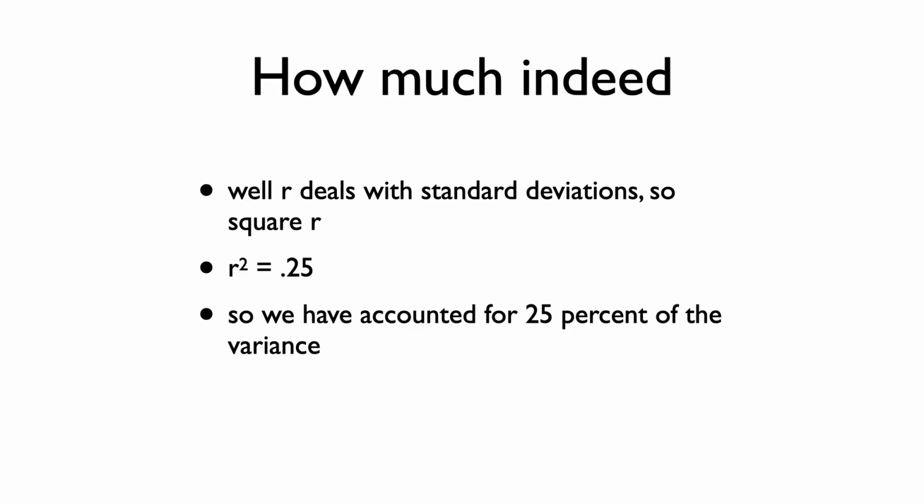So we've got a correlation of 0.5, which means we've accounted for 25% of the variance in one by the other. That means there's 75% of variance left to explain. Let's say we're trying to predict income. Where does the other variance in income come from? Well, there's all kinds of possibilities. But there's three quarters of it left.